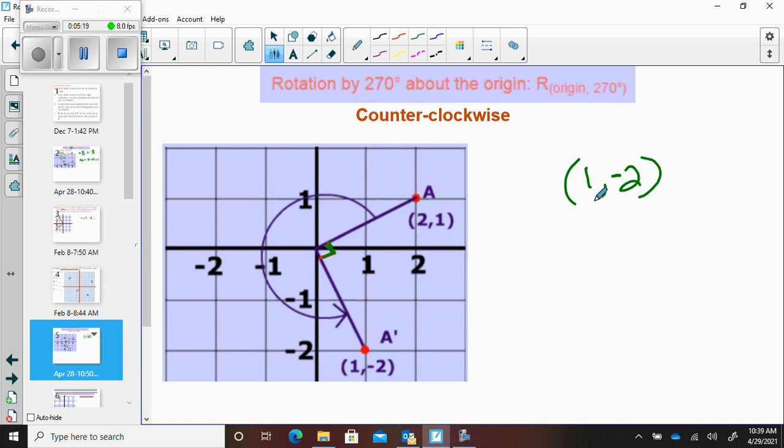Whenever your rotation creates a right angle, 90 degrees or 270 degrees, it's a perpendicular, and perpendicular lines are just reciprocals of one another, opposite reciprocals. So we're just interchanging x and y. We find the quadrant it falls in to get our signs.